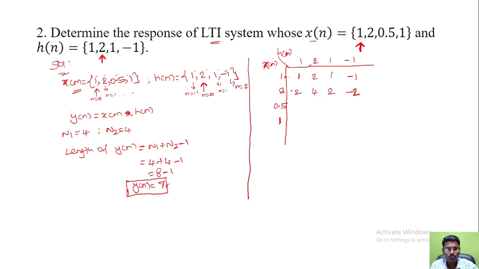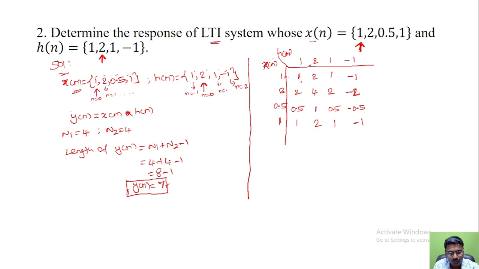Next, 0.5 into 1 is 0.5, next 0.5 into 2, I'll get 1. Next 0.5 into 1 is 0.5. Next 0.5 into minus 1 is minus 0.5, right? Similarly, the fourth row into the h of n values: 1 into 1 is 1, 1 into 2 is 2, 1 into 1 is 1, 1 into minus 1 is minus 1, right? Now I have found the multiplication of x of n and h of n.